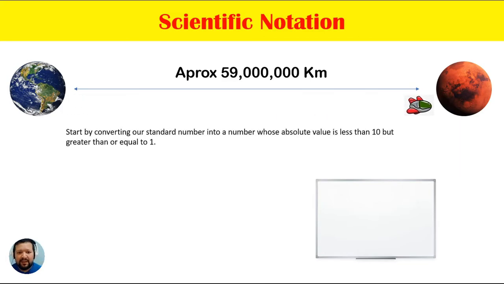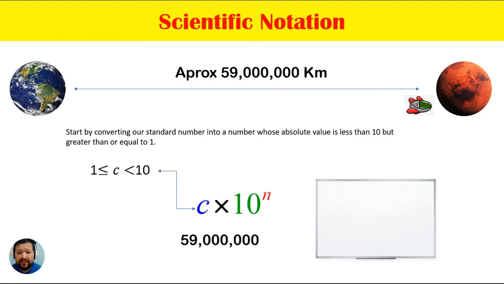We start by converting our standard notation number into a number whose absolute value is less than 10 but greater than or equal to 1. We do this by dividing the number by 10. Remember, when you divide a number by 10, you move the decimal point one place to the left, one position every time. So I divide by 10 6 times, but 59 is still too big.